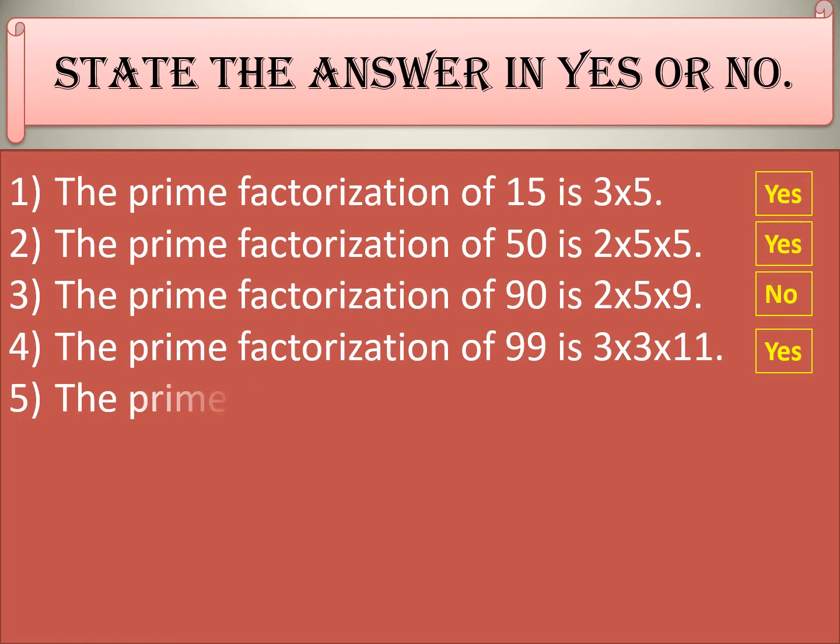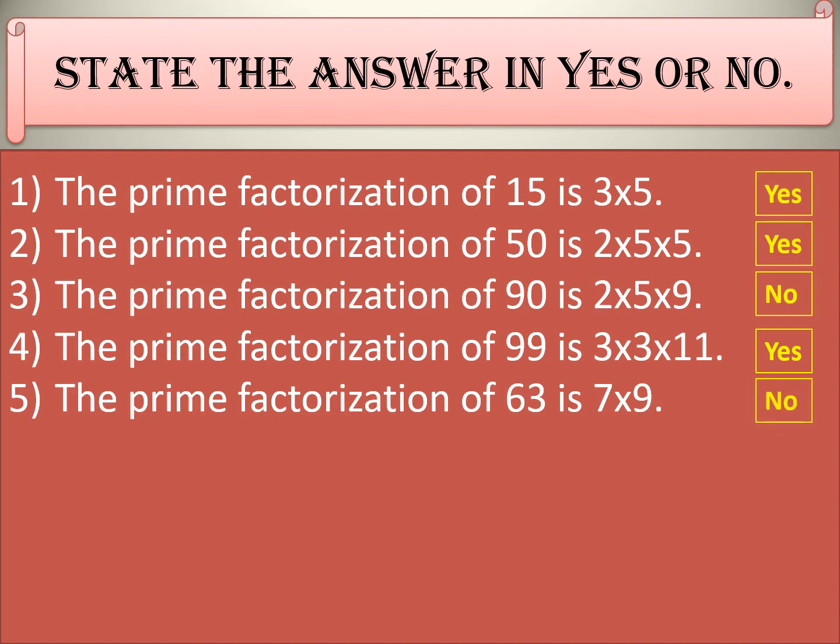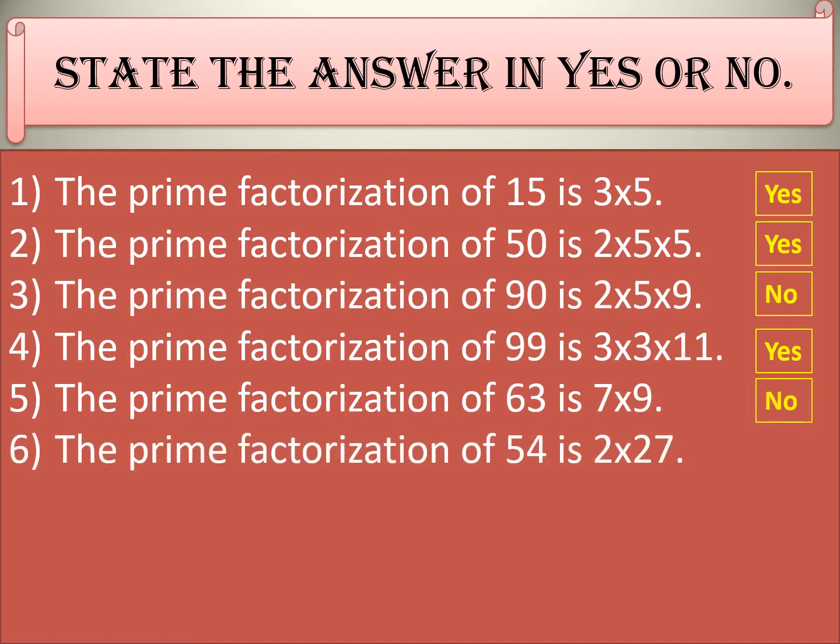Question number 5. The prime factorization of 63 is 7 multiplied by 9. Look, in this question, 7 is a prime number, but 9 is a composite number. So the answer is no. Question number 6. The prime factorization of 54 is 2 multiplied by 27. Look, in this question also, 2 is a prime number, but 27 is a composite number. Because 1 27s are 27 and 3 9s are 27. That means 27 has more than 2 factors, so it is a composite number. So the answer is no.